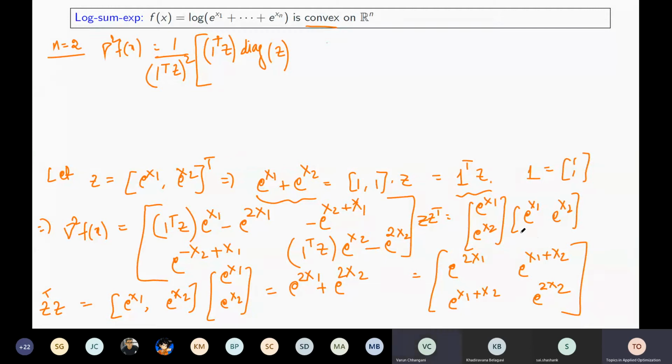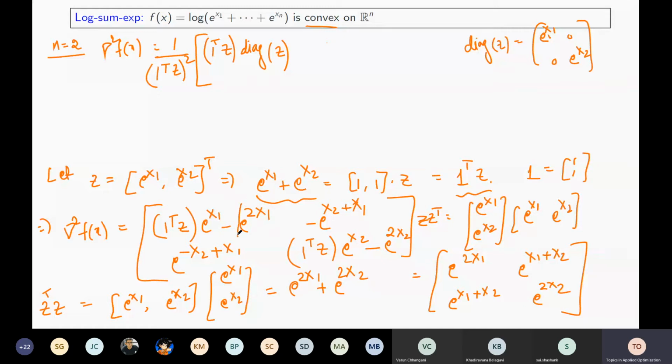So far what you see here is just the first term, and I have to adjust this now. So this is 1 transpose z, which we already had. Diag of z will make z a diagonal matrix, with e^x1, e^x2 and then 0, 0. So this is diag of z. If I multiply by 1 transpose z, I get 1 transpose z e^x1, and the second term will be 1 transpose z e^x2. And then I'm left with this.